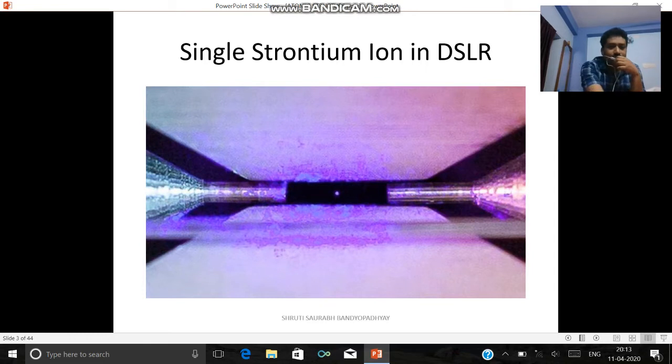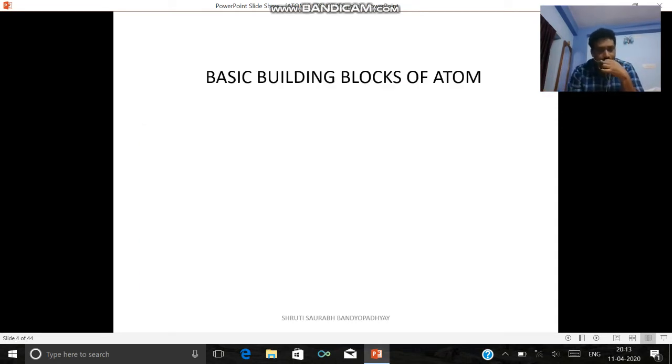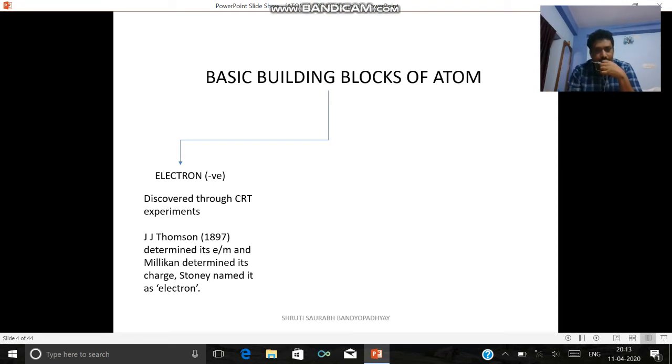But the 19th century physicists and chemists, scientists were not so lucky, obviously. The basic building blocks of atom were discovered by several European and American scientists with their beautiful minds and painstaking efforts. For example, electron, the negative part of an atom, negatively charged particle, were discovered through cathode ray tube experiments.